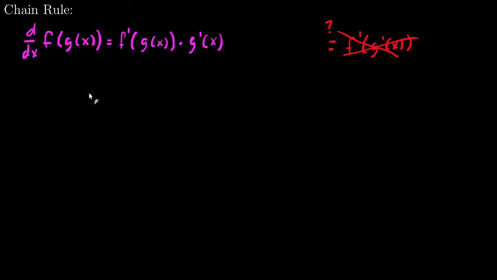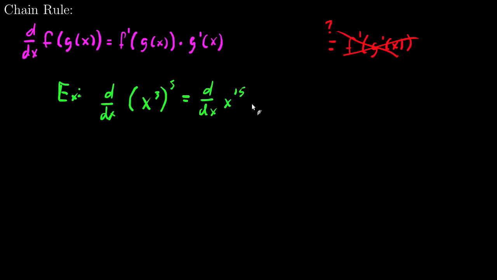Now, we can see that this is correct, that is incorrect with a quick example. So, what if we considered the derivative with respect to x of x to the third to the fifth? And through algebra, I know that x to the third to the fifth is x to the 15th. And using my power rule, that's going to be 15x to the 14th.